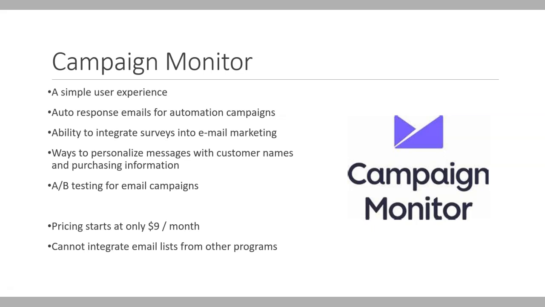Campaign Monitor, another low-cost solution. Pricing starts at only $9 a month. It's pretty simple in terms of the interface and its user experience, but it does provide for auto response emails for automation campaigns and ways to personalize those messages with customer names and purchasing information, that personalization aspect that comes into play. You can integrate surveys even into this kind of email marketing tool. As with some of the other tools, we have A/B testing available.